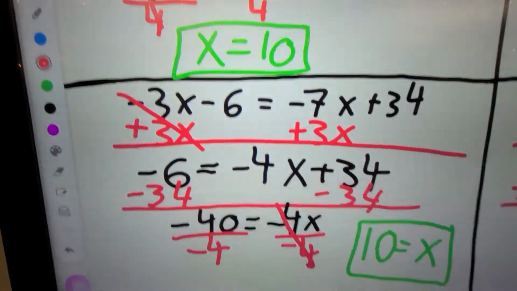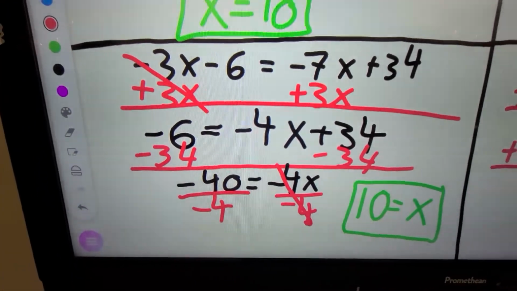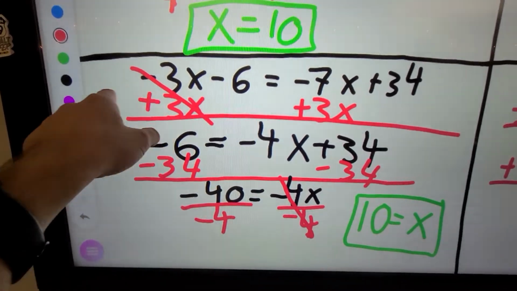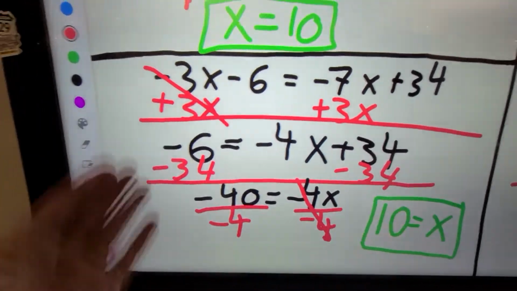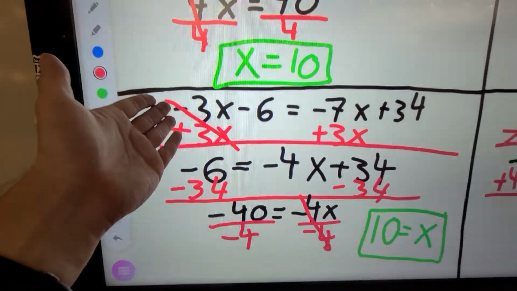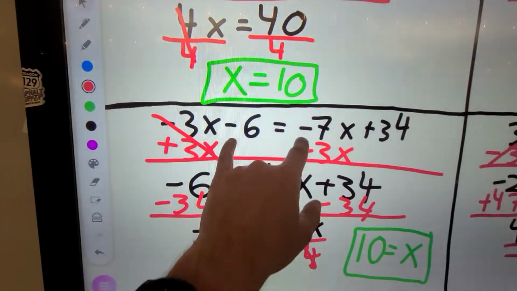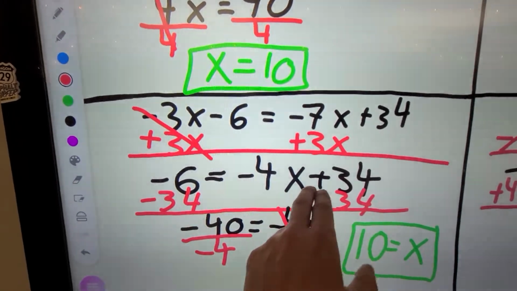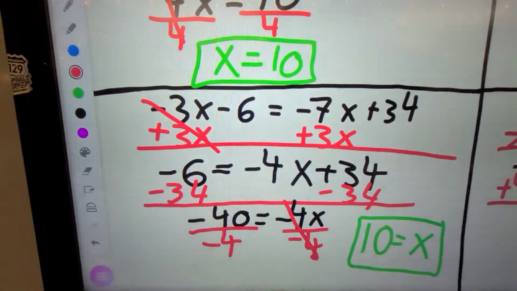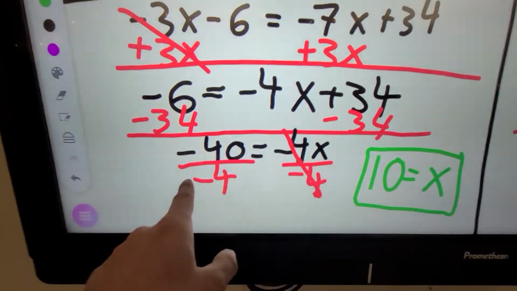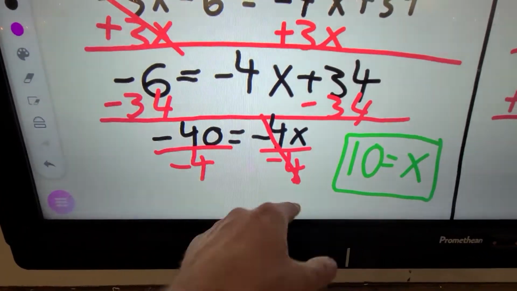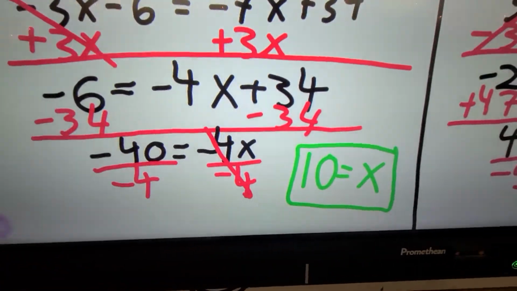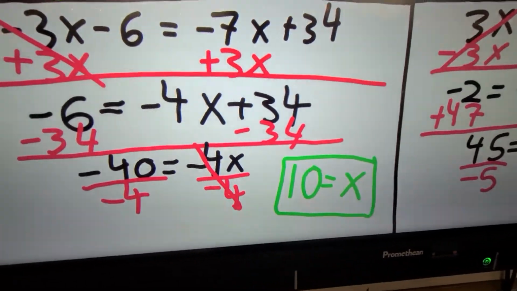That same exact problem could also be done if I went ahead and just subtracted the 3x, or added the 3x to both sides to eliminate it. This gives me a similar setup. We have -6 equals -4x plus 34. I subtract 34 from both sides to get -40 equals -4x. Divide both sides by -4, and I still get x equals 10.